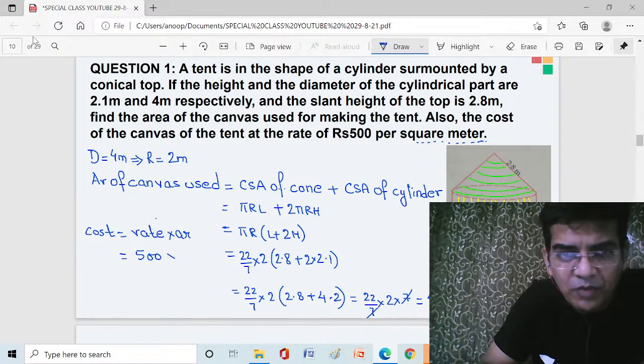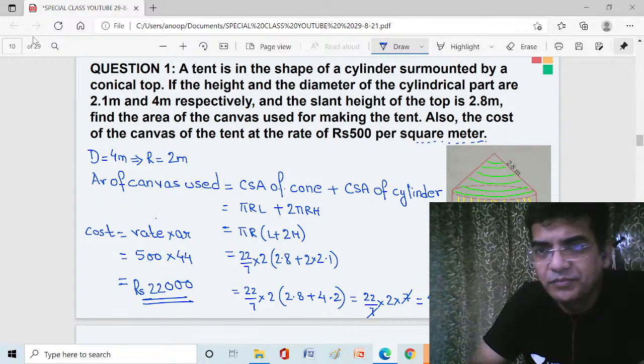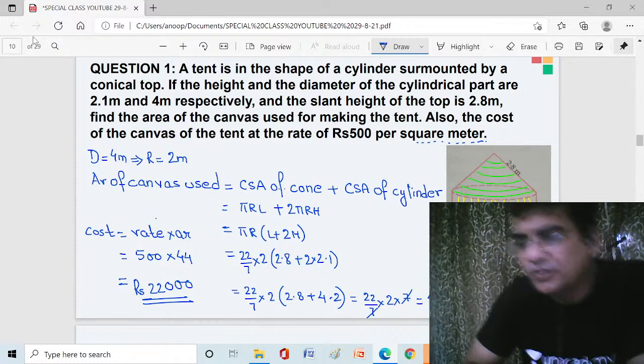How much is the area? Area you have calculated as 4400. So when you multiply it, the amount required will be 22,000. Hope this is clear to you now.